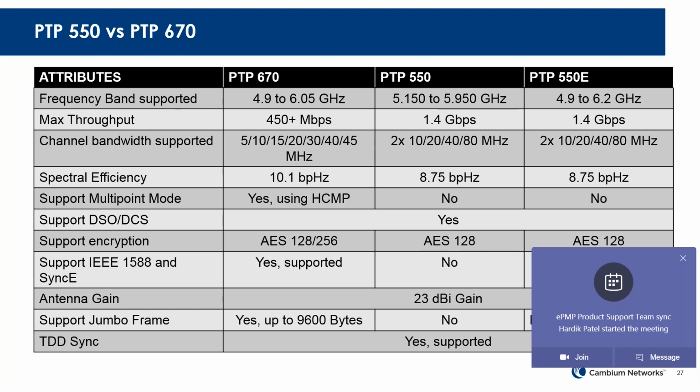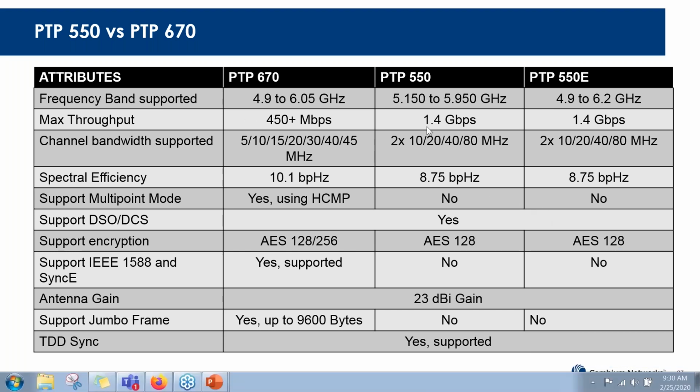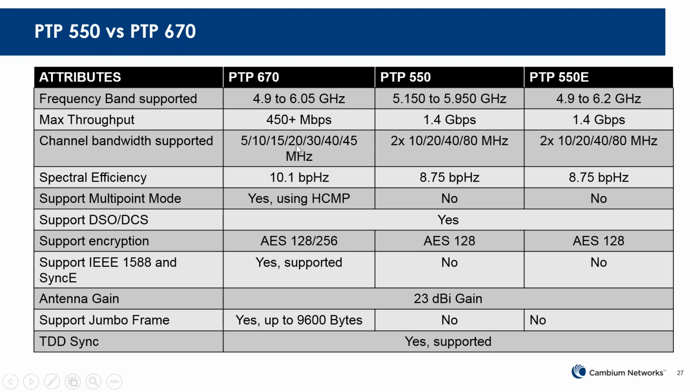The frequency band supported by PTP 670 is 4.9 to 6.05. The 550 supports 5.1 to 5.9, and 550E supports 4.9 to 6.2. The max throughput is 450 Mbps for the 670, whereas 550 supports 1.4 gigabits, and 550E supports the same. You can see the spectral efficiency is higher for 670 compared to 550, which supports 8.7. And there are definitely more channel sizes supported for 670 compared to 550. However, the max channel size supported for 550 is 1.6.